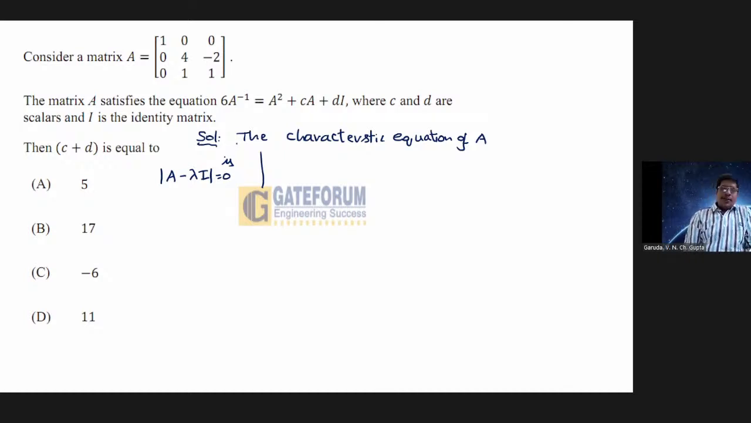Then expand the determinant and equate to 0, which gives the characteristic equation. So this is an equation in lambda. Subtract lambda from the diagonal elements only, keeping the other elements the same: 1 minus lambda, 0, 0, 0, 4 minus lambda, minus 2, 0, 1, 1 minus lambda is equal to 0.